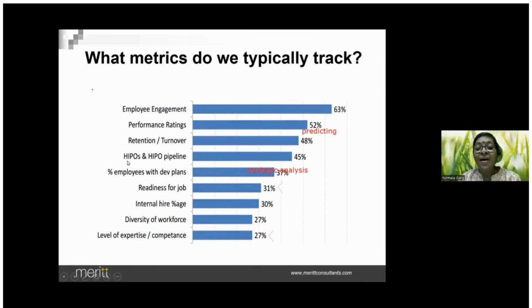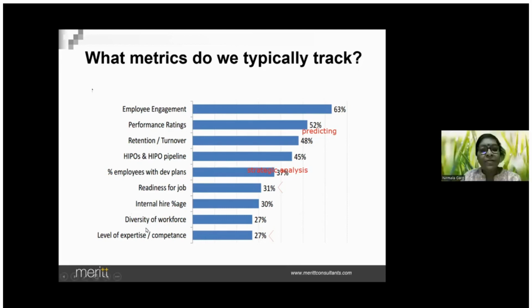HIPO. That means high potentials. We typically call it as hypo. Individuals we have identified as people with high potential. In every organization, when you are trying to reduce or when you're trying to retain your people, you don't want to retain everybody. At least you want to retain people who are your high performers or high potential. Got it? Okay.